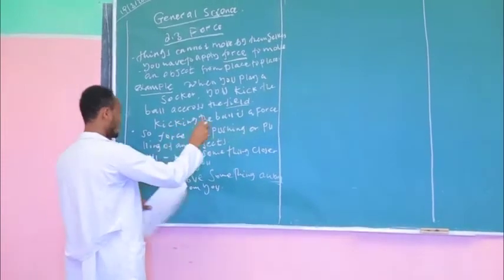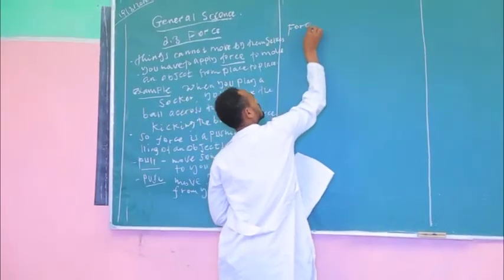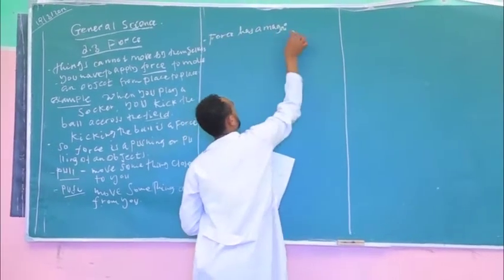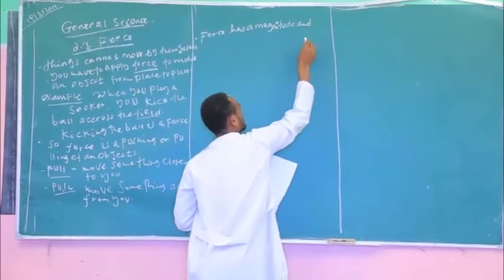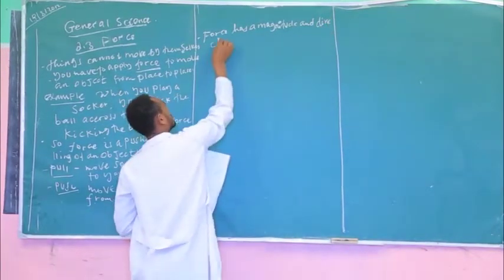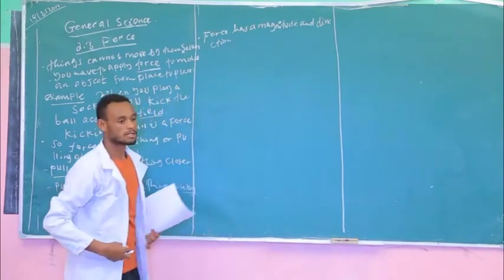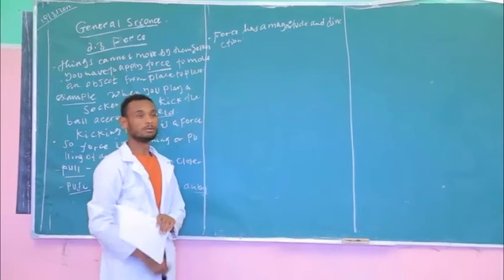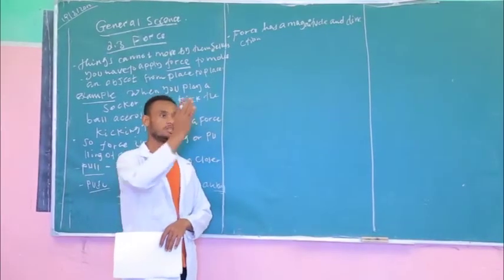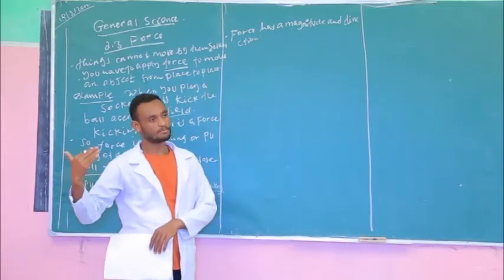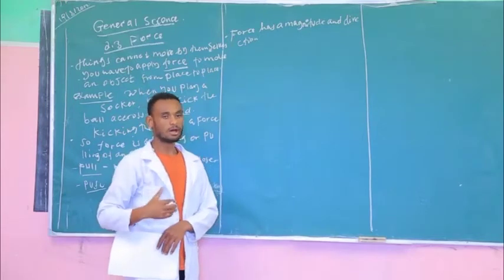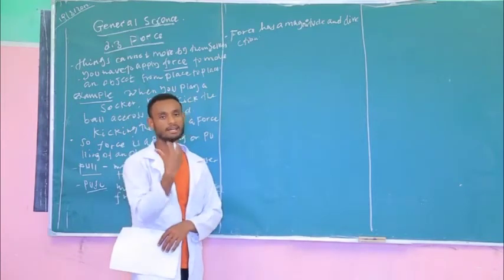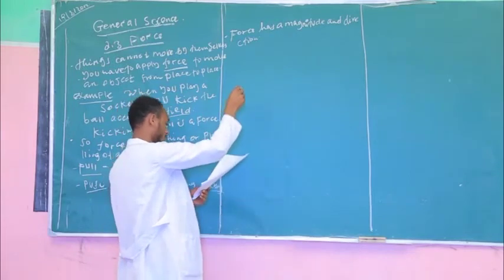Good. Students, force has a magnitude and direction. Students, force is a vector quantity. It means that it has a magnitude with direction, whether it is to the east, to the west, to the north or to the south, and also to the left, to the right, front and back. Generally, force has magnitude with direction. Thank you very much, students.